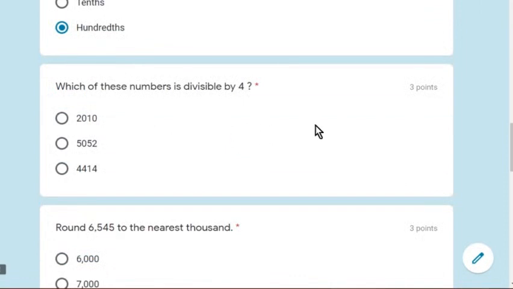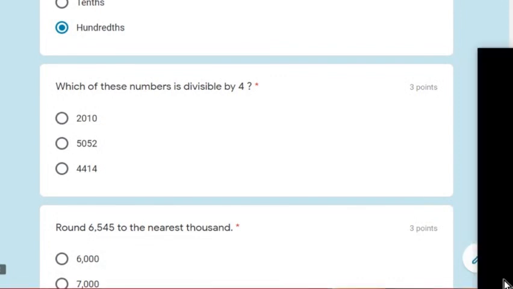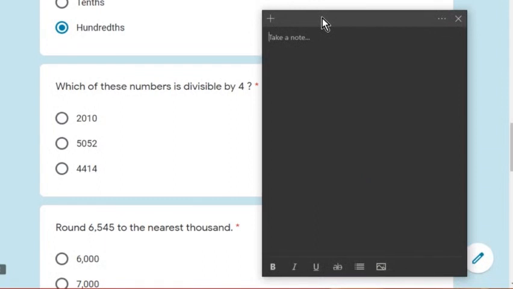Which of these numbers is divisible by 4? A number is divisible by 4 if the last 2 digits is a multiple of 4 or is divisible by 4. So when we check these digits here, the last 2 digits of the first one is 10, the last 2 digits of the second one is 52, the last 2 digits of the last one is 14.